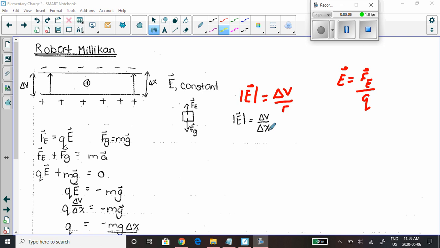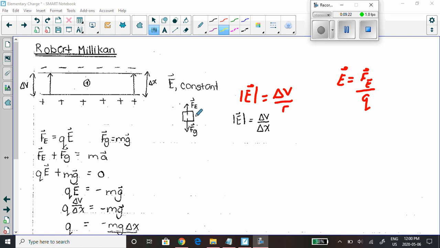All right. And we also remember that the electric field is equal to the force that a particle is experiencing divided by how much charge is in that particular particle. These are all things we have to remember. So what did Millikan do?